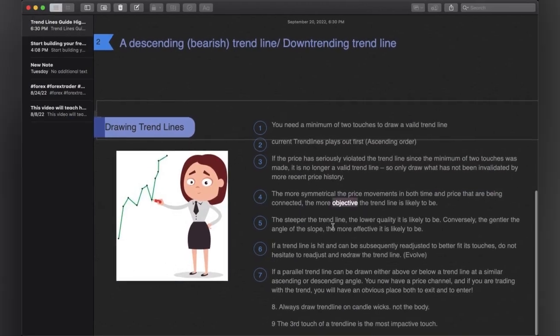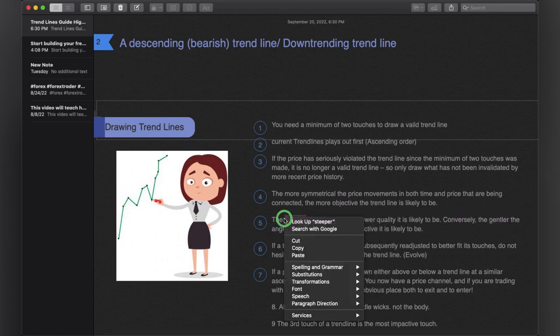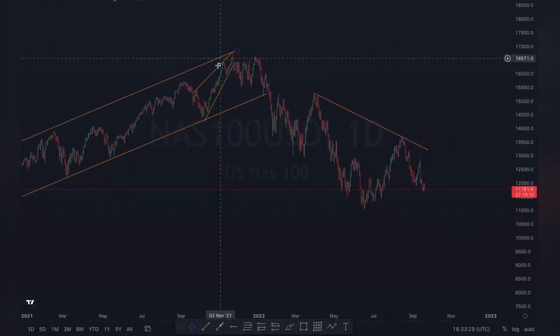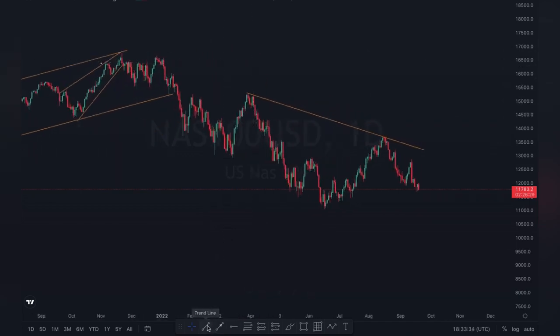So we said the steeper the trend line, the lower the quality it is likely to be. Conversely, the gentler the slope. This is saying the same thing, but the word steep is different from the word symmetric. When they say the trend line is steep, this is practically steep. You see the way it is too tight, it's steep. The highs and lows connecting inside it are not really clear. That's when it's steep, and when it's steep, it's also objective.